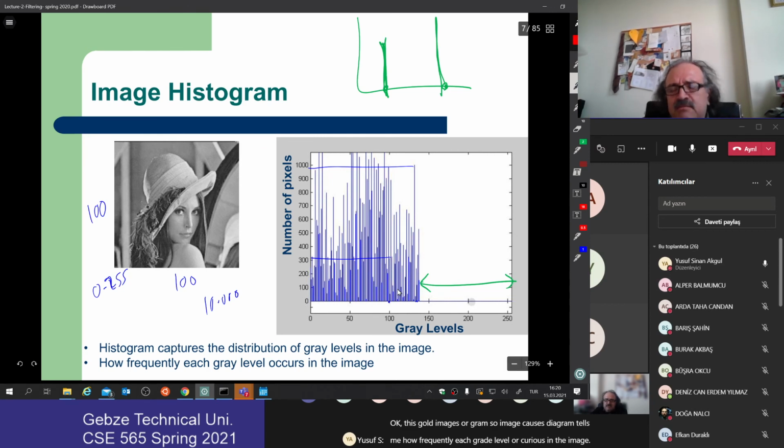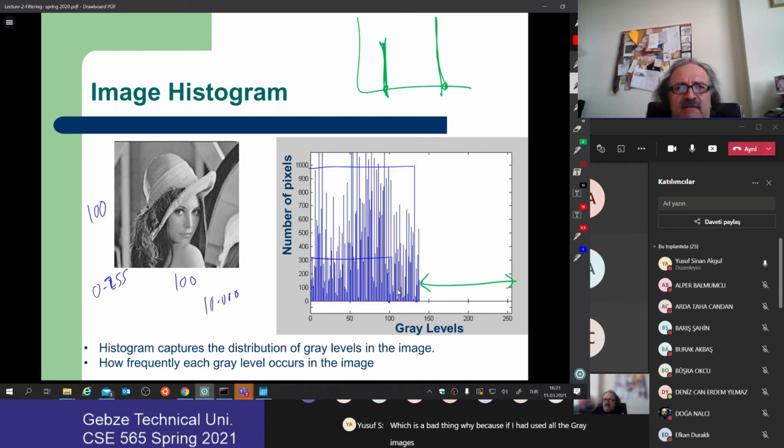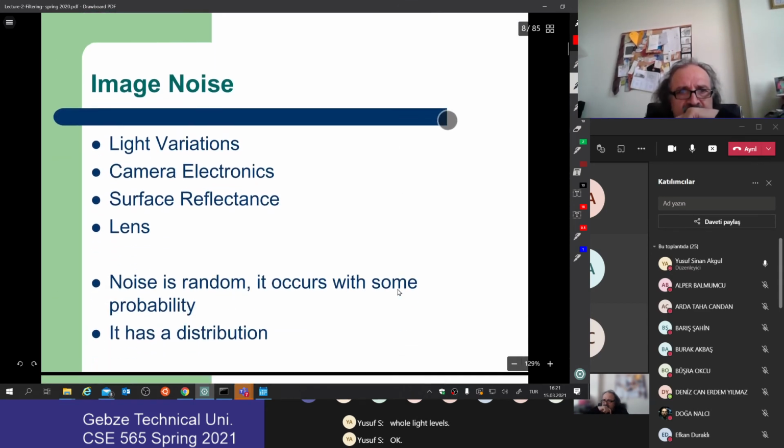How about this part? I don't see any gray levels above 140, right? So that means that this image is darker. I don't see any bright parts on this image, which is a bad thing. Why? Because if I had used all the gray levels, maybe I could have obtained a more contrasty image. I am using the whole light levels. So image histogram is something like that.